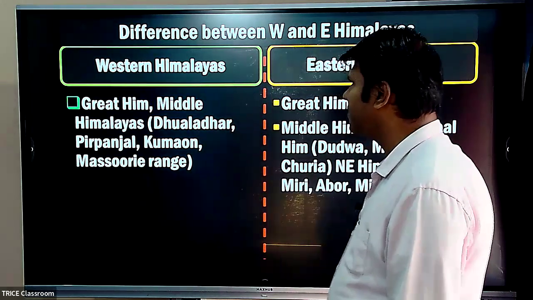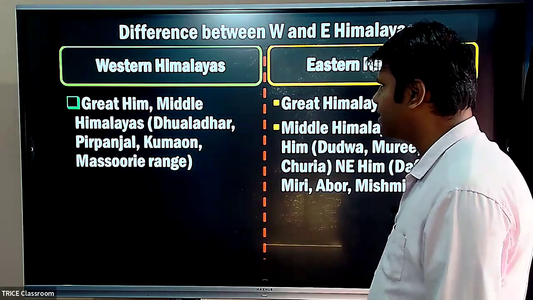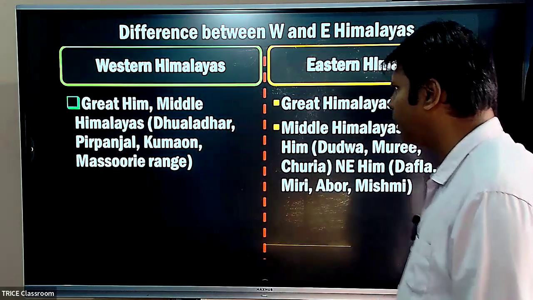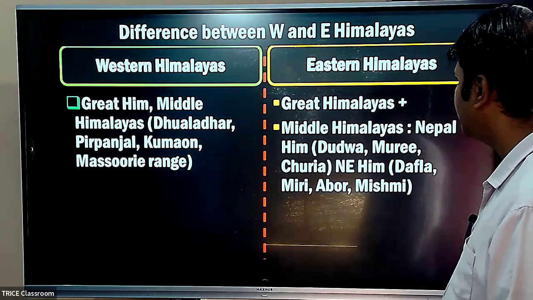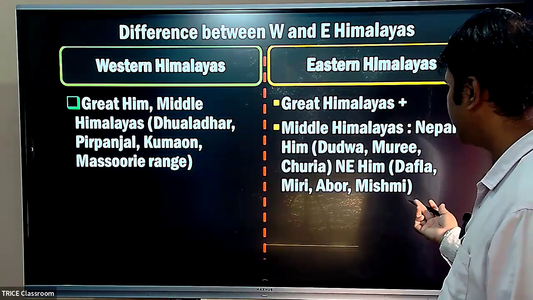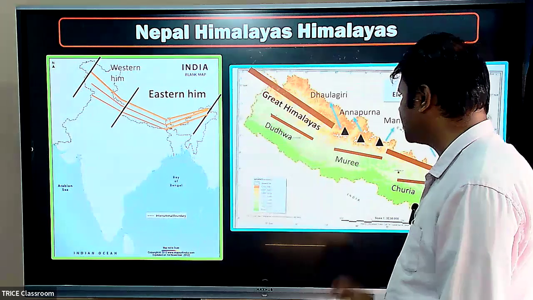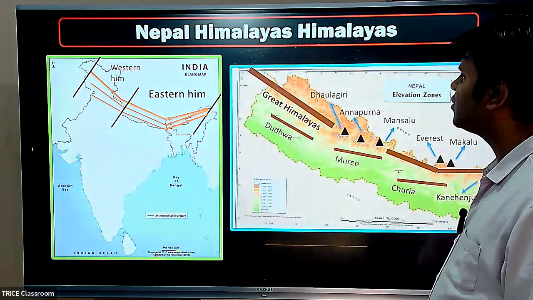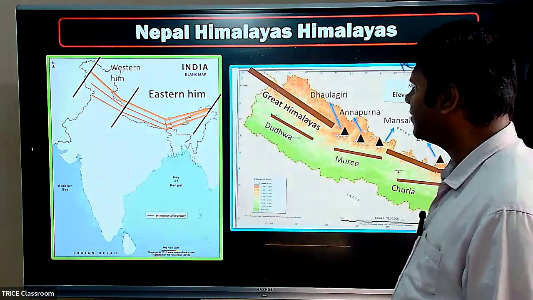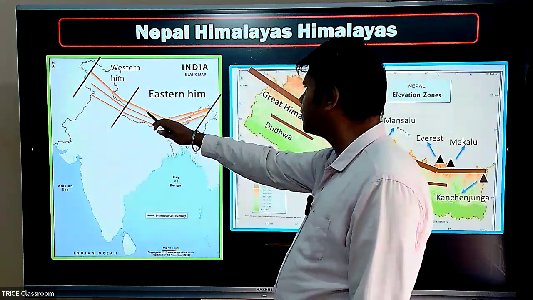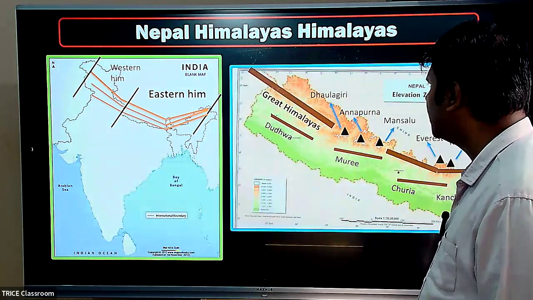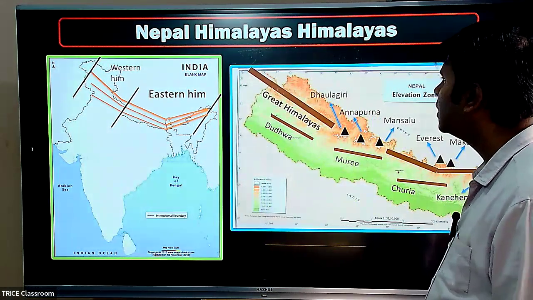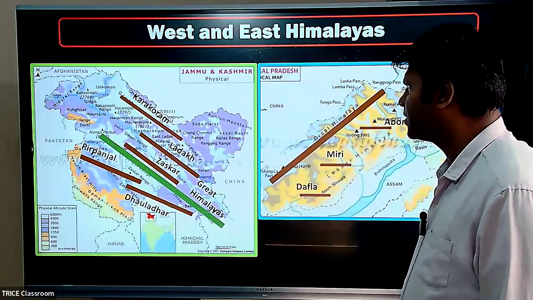Important ranges in the Western Himalayas: the Great Himalayas, the Dhauladhar, Pir Panjal, Kumaon, and Mussoorie range. In the Eastern Himalayas, you will find Dudhwa, Miri, Churiya, Dafla, Abor, Mishmi, right? So these are the important ranges in the eastern region. Somewhere here the Kali River flows. From Kali to Brahmaputra, those mountains are called the Eastern Himalayas, right?